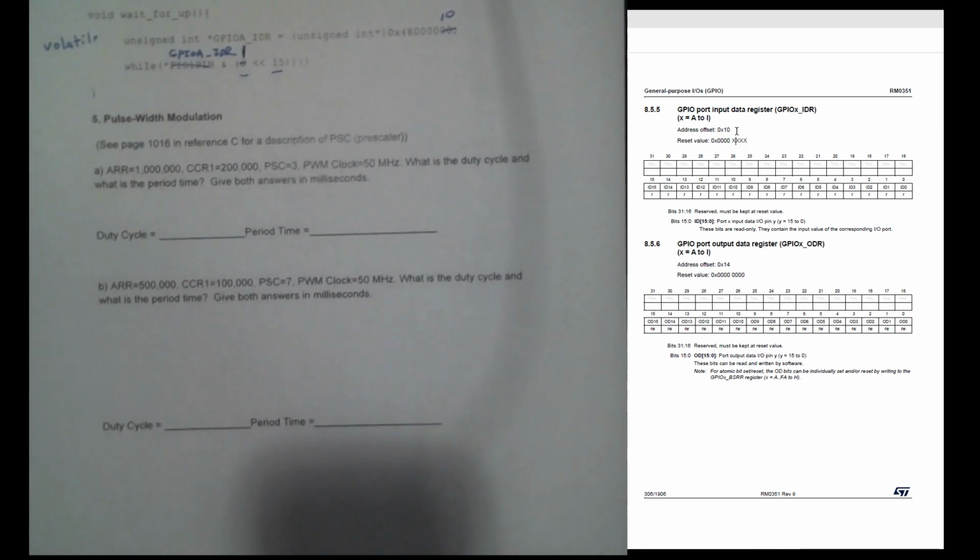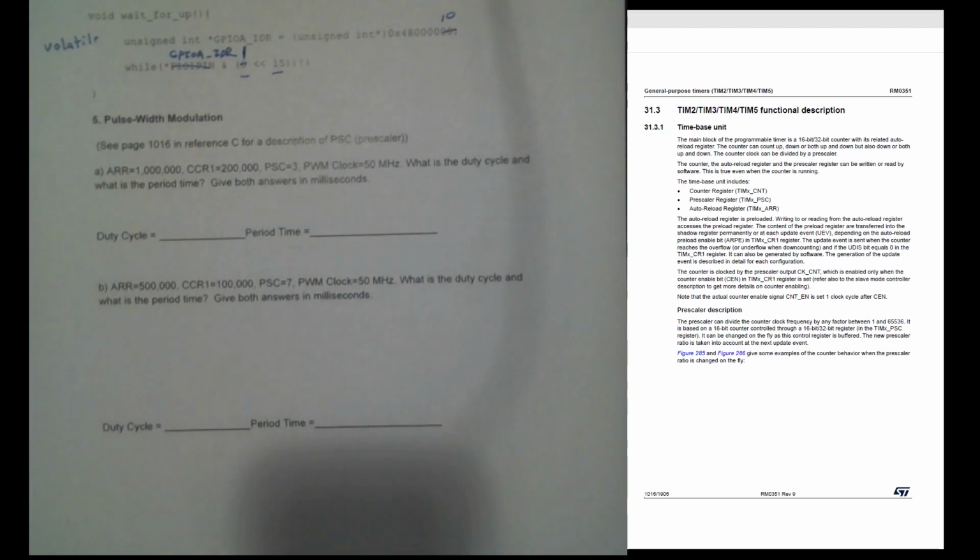Moving on to question number 5. On pulse width modulation, it does say see page 1016 in the manual. I'm going to go ahead and pull that up here. So we can look at that, and it's the functional description of the time-based unit, and the important part here is the part where it says the counter clock can be divided by a prescaler. The auto reload register, the prescaler register can be written to, etc.